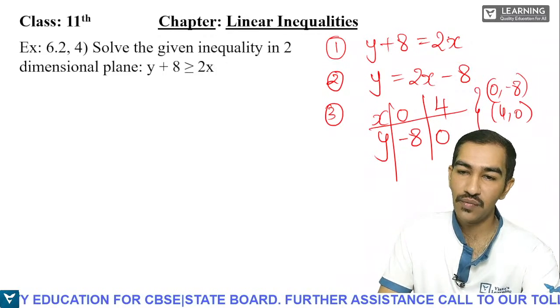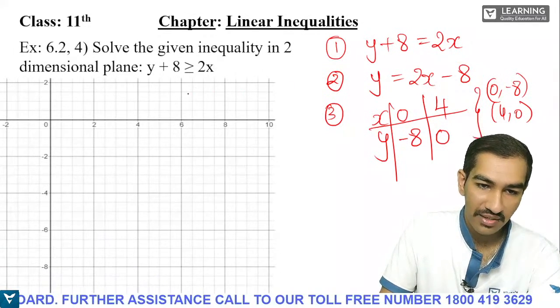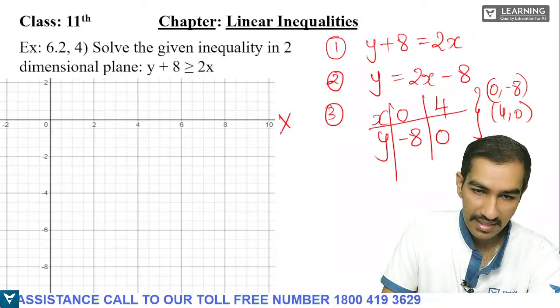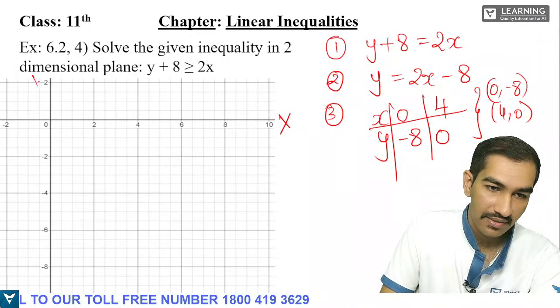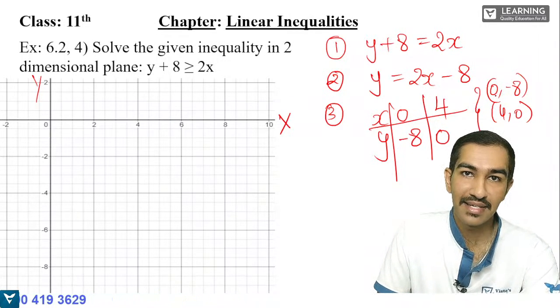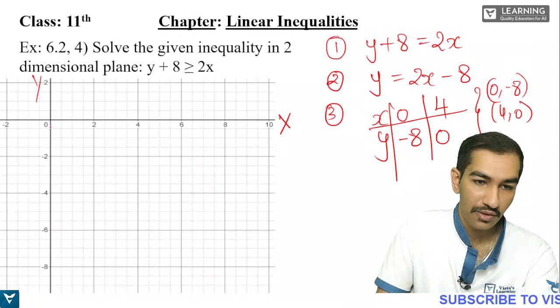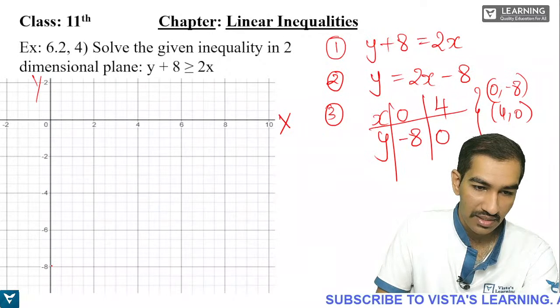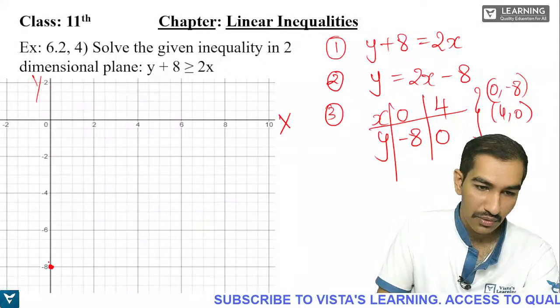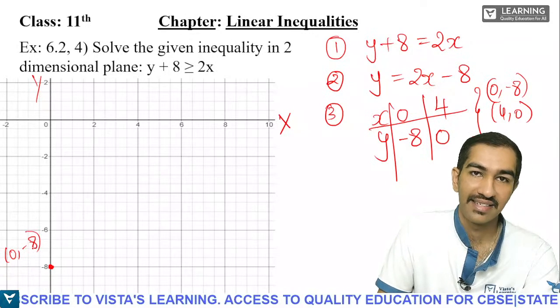Now what we have to do? We have to plot these points. All right. So plotting the points. So here we have the two-dimensional plane again. This is x-axis and this is y-axis. Plot the very first point. 0 comma minus 8. X is 0. Y is minus 8. Minus means what? It is going down. So see here. X is 0. Y is minus 8. So this is the very first point. So you can write here the coordinate 0 comma minus 8.